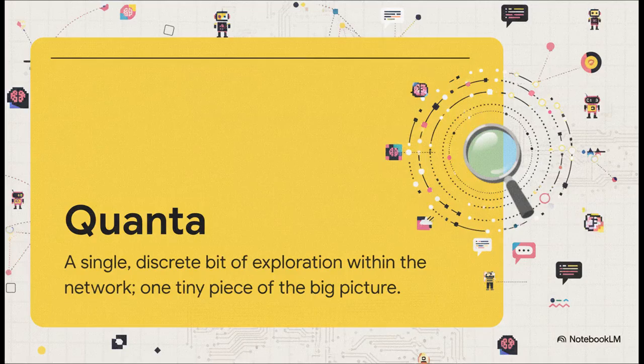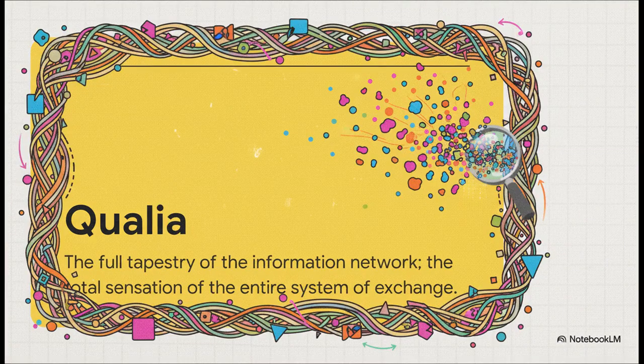To really get this, let's just strip it down to its simplest parts. First, you've got quanta. Think of this as one tiny piece of the puzzle. A single data point, one word, one interaction. That's it. And then you have qualia. So if quanta is the single thread, qualia is the entire tapestry woven from all of those threads. It's the experience of the whole system together, the sum of all those tiny little exchanges that creates one big cohesive feeling or awareness across the whole network.